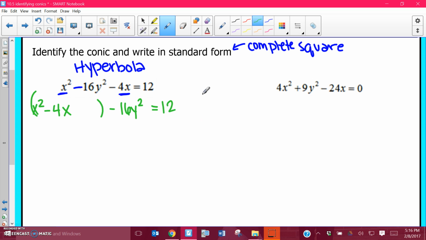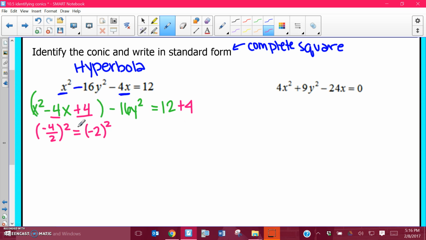And then I'm going to think about what would make this square be completed. So I take my b value, which is right here, -4, divide it by 2, and then I'm going to square that. So that gets me -2 squared is +4. If I add something to one side of the equation, I also have to add it to the other side of the equation. So I have to add 4 to that side.